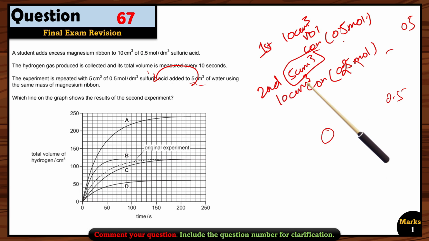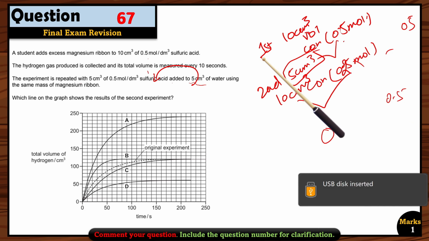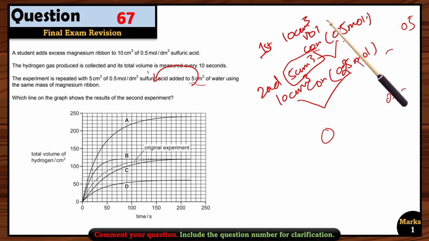So what will be your answer? If you find the number of moles for the first experiment and second experiment, and the number of moles is less, it means your product will also be less. First experiment will have how much moles?